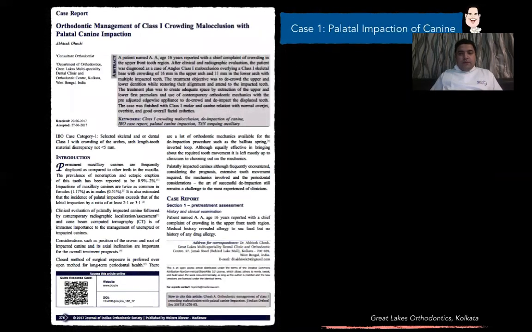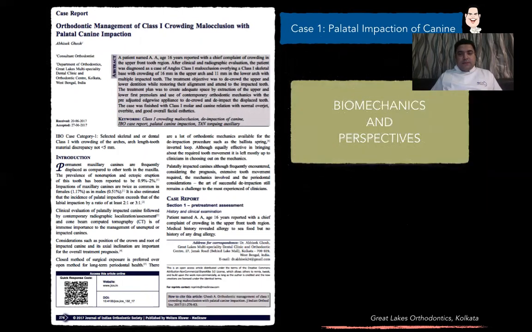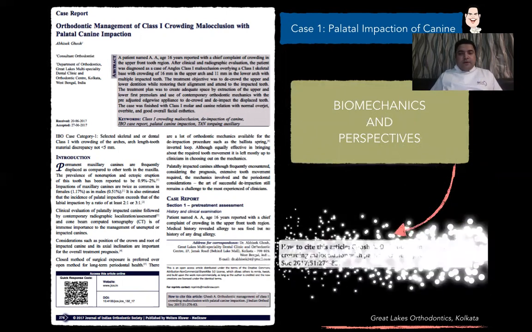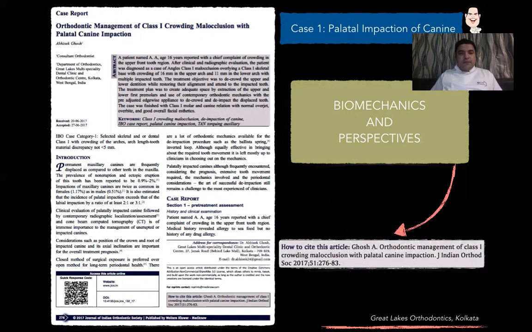So if you want to go into details of palatally impacted canine, you can go through this article in which we talk about biomechanics and perspectives of it. You can cite the article in the Journal of Indian Orthodontic Society, where we have given you details about one of our cases, not the same case, in which we have treated a palatally impacted canine.